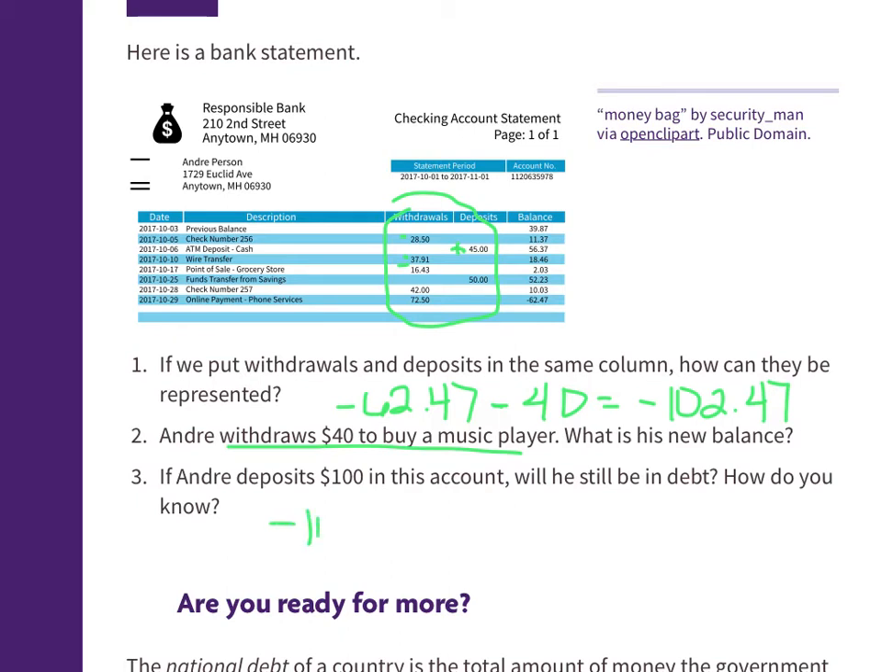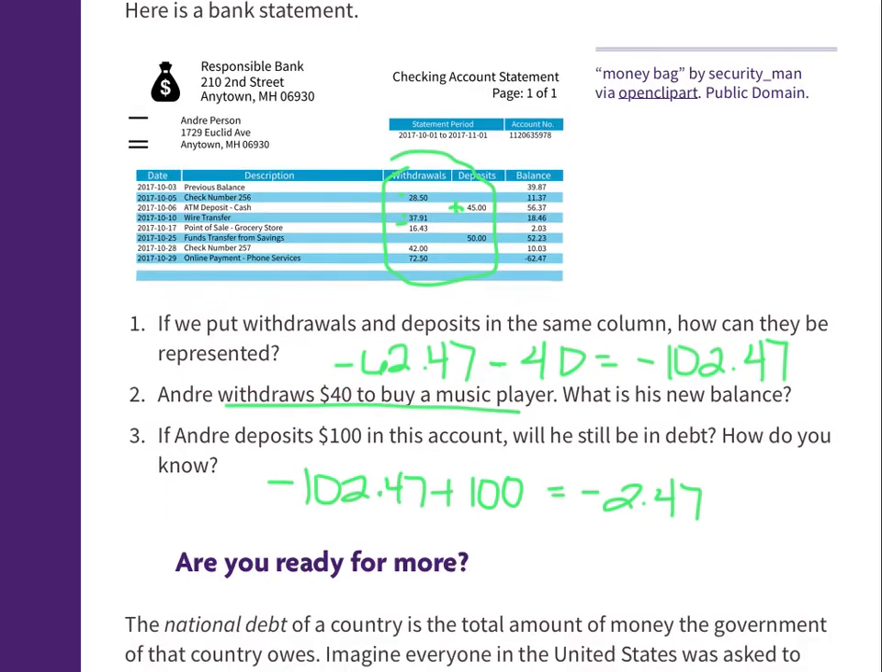So if Andre deposits $100 into his account, will he still be in debt? So negative 102 plus 100. Whoops. Let's go back. Can't forget the decimal. Negative 102.47 plus 100, and if I use my calculator, I get negative 2.47. So, is he still in debt? Yeah, he's at negative 2.47. How do I know? Because the number is negative. Okay, and I believe that's it.